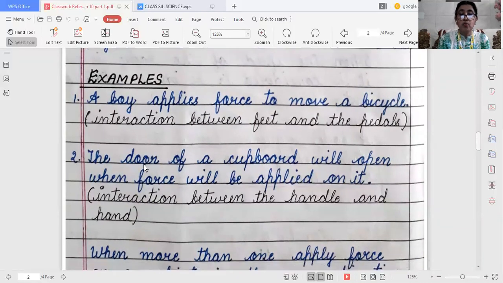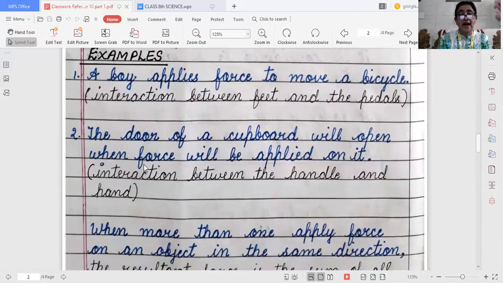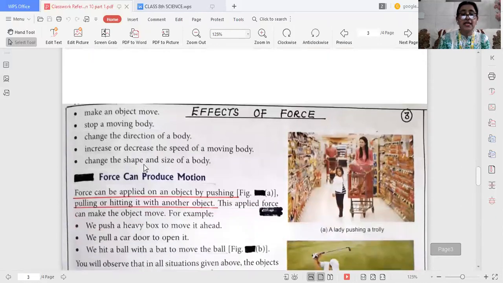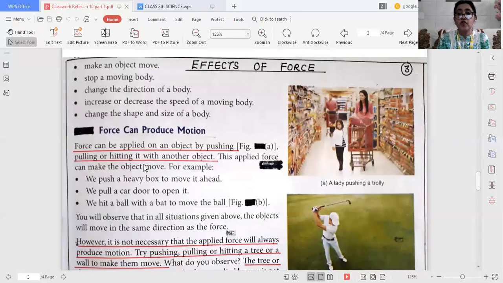Now, when more than one force is applied on an object in the same direction, what will happen? There will be more force. So the resultant force is the sum of all the forces applied. When more than one force is applied on an object in the same direction, the resultant force is the sum of all the forces applied. Now we will see what are the effects of forces.